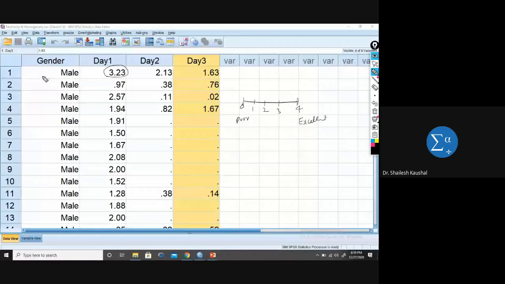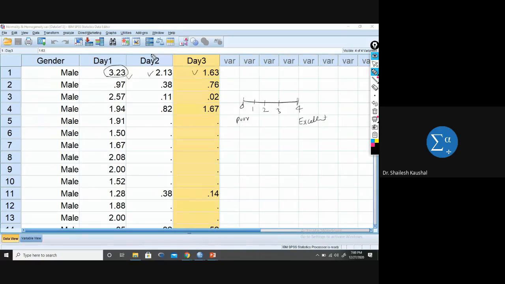Okay, so there are 800 participants in total. The first participant gave a score of 3.23 on day 1, on day 2 he gave 2.13, and on day 3 1.63. It means the hygiene condition deteriorated during the time period, that is, after 2 days.